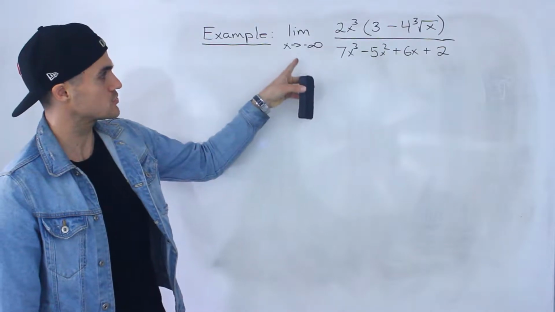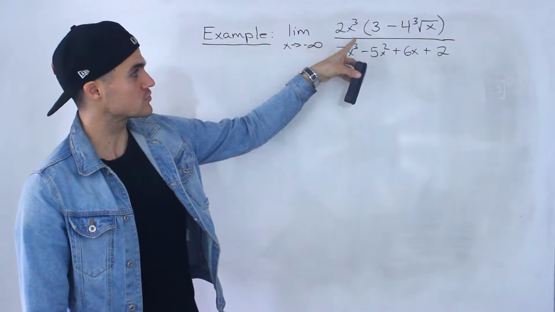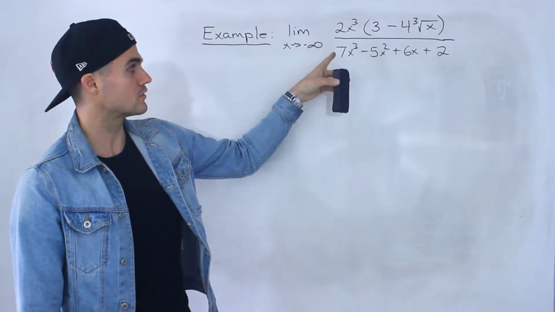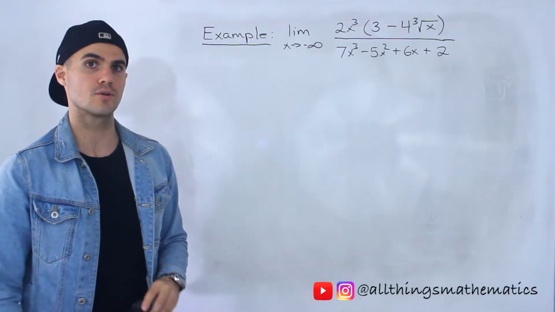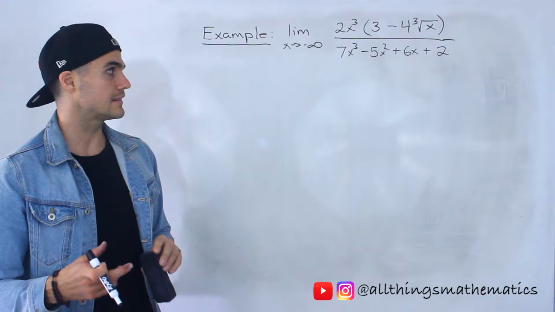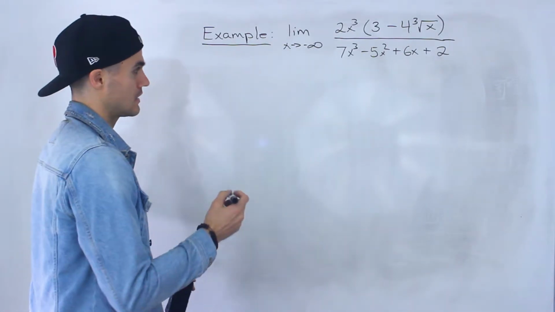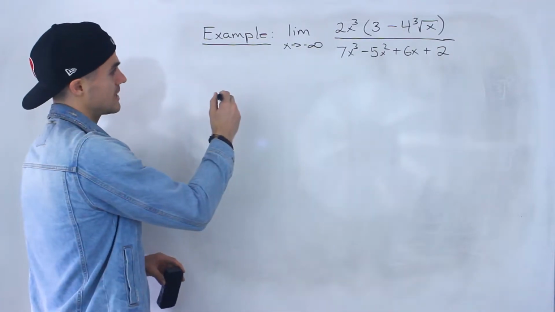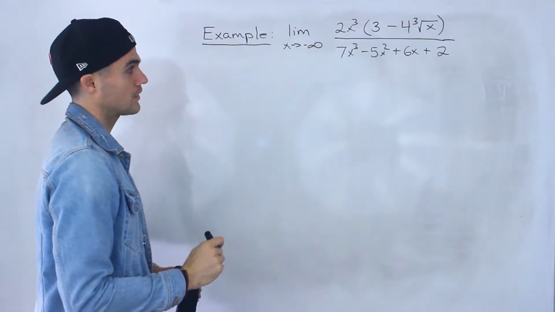Moving on to the next example, we've got this limit to solve. We have the limit as x approaches negative infinity of 2x to the power 3 times (3 minus 4 times the third root of x) all over 7x cubed minus 5x squared plus 6x plus 2. Notice this is a limit at infinity question. Hopefully you went through the lecture videos, because I go through a bunch of these examples and they get a lot more complex than this one.